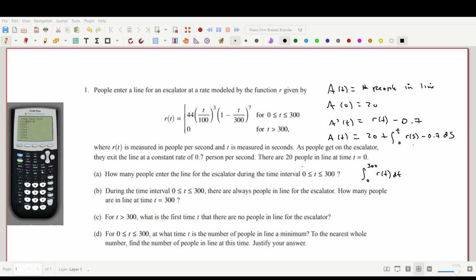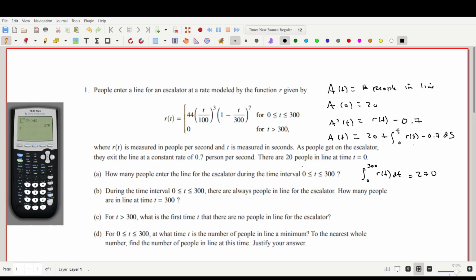44 and then x over 100 cubed, and then times 1 minus x over 300 to the 7th power. Now you might worry, isn't this piecewise or something? Yeah, but from 0 to 300 it should be okay. So just keep in mind it's from 0 to 300. And then we quit out and we do math 9, 0 to 300, alpha trace, y1 dx. All right, cool. That's going to be 270.